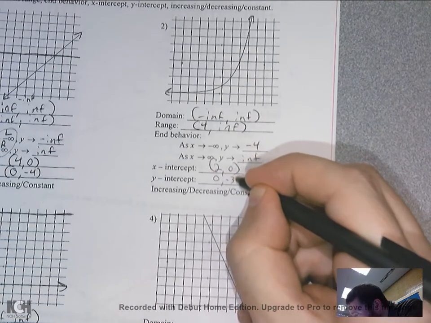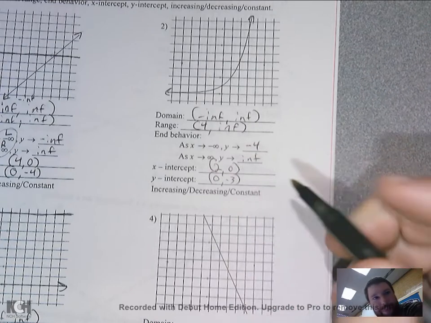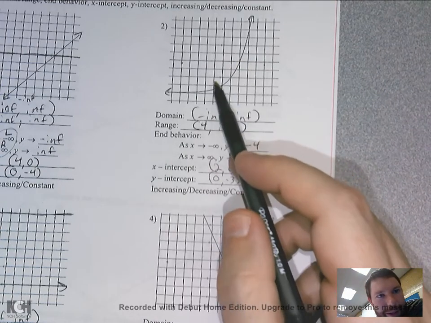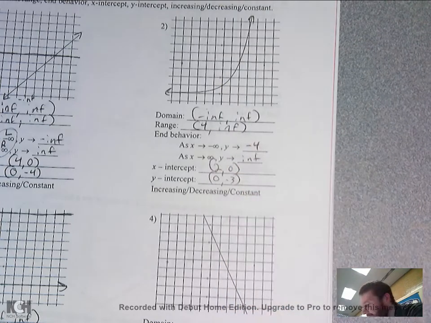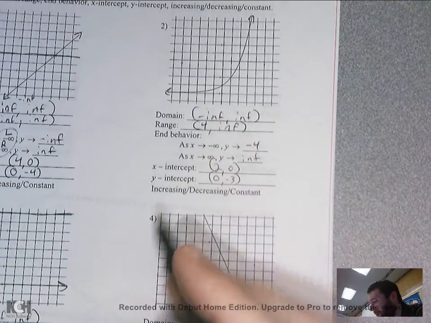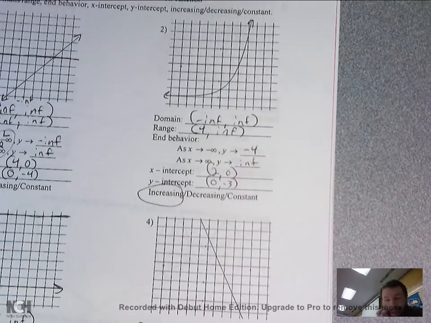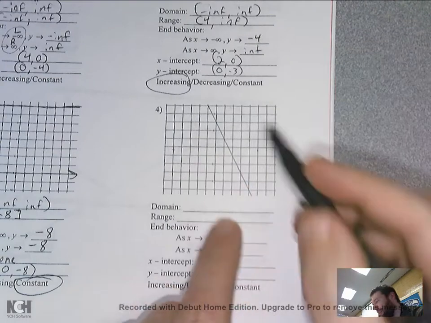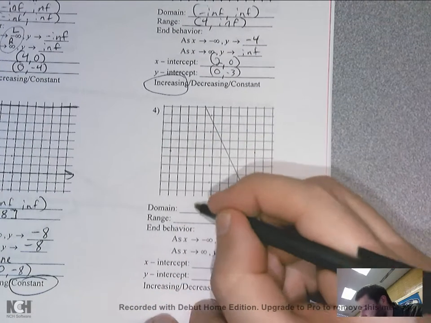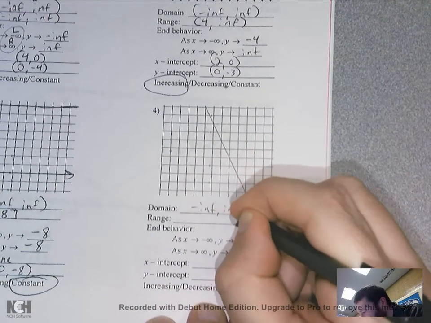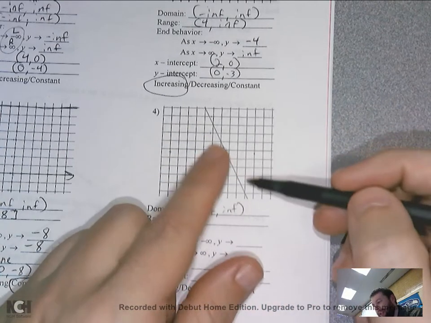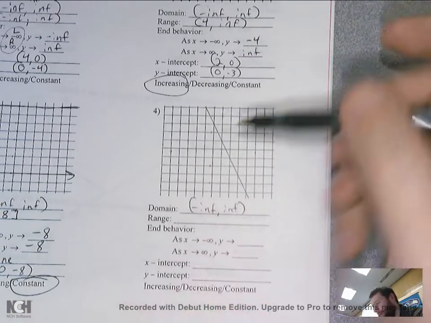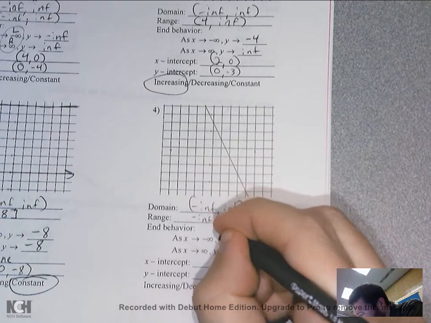And I know I'm kind of zoomed out a little bit here, but you can see these better on your own paper. If you are confused how I got those numbers, just look at your paper. And this is going up as we go from left to right, so it is increasing. Okay, number 4, domain. Diagonal line, it is going left forever and it is going right forever, so negative infinity to infinity. Okay, range. It looks like it's going down as it goes off the graph, and it's going up as it goes off the graph. So negative infinity to infinity.